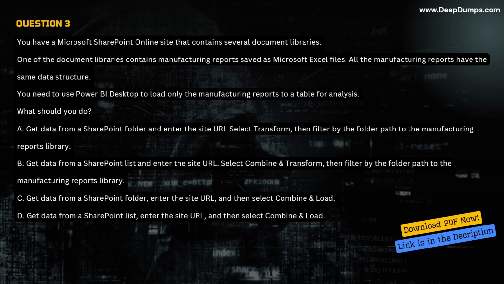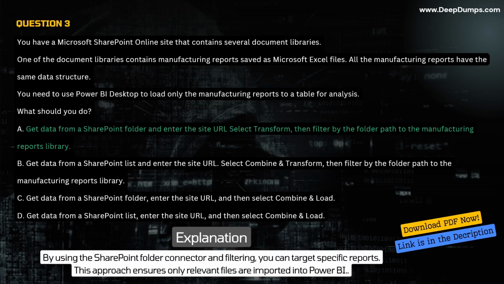B. Get data from a SharePoint list and enter the site URL. Select Combine and Transform, then filter by the folder path to the manufacturing reports library. C. Get data from a SharePoint folder, enter the site URL, and then select Combine and Load. D. Get data from a SharePoint list, enter the site URL, and then select Combine and Load. Correct answer is A.